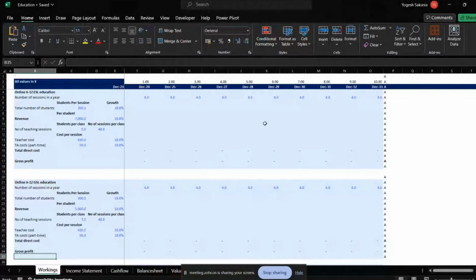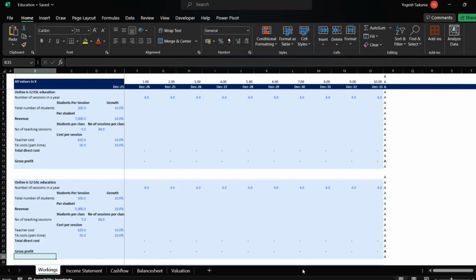So this is a model, to give you a background. This is basically from one of the training institutes or education institutes. I built a model. They were looking at a couple of courses to start off with, and then maybe increase the courses over a period of time. Right. So the model is very simple.